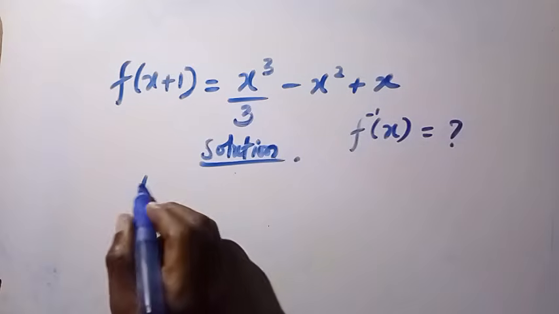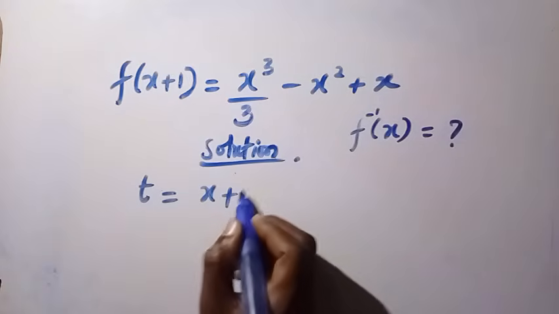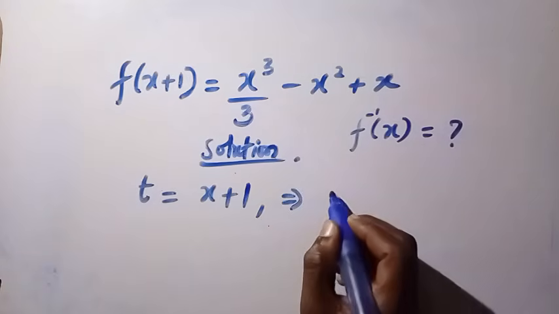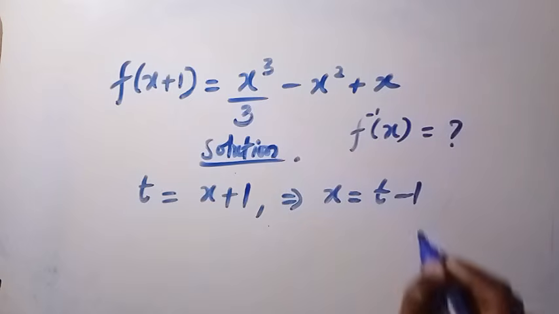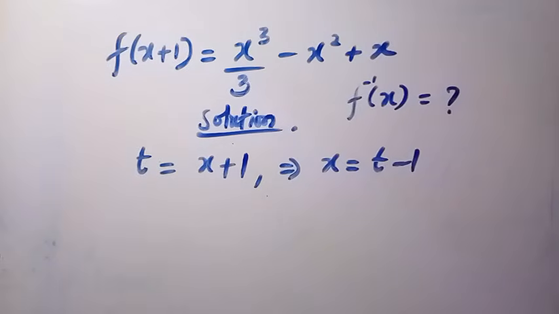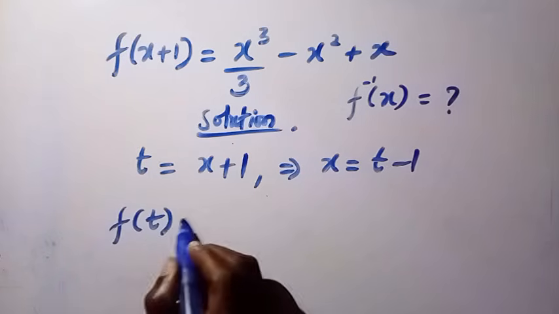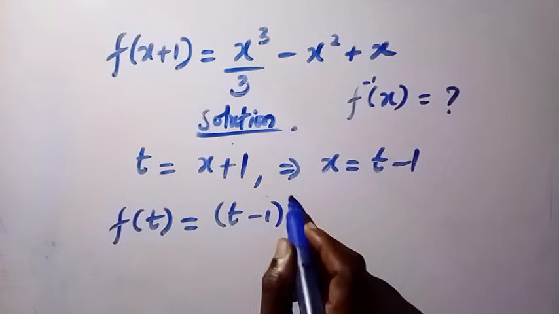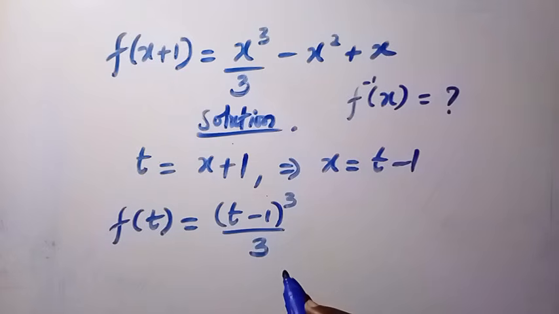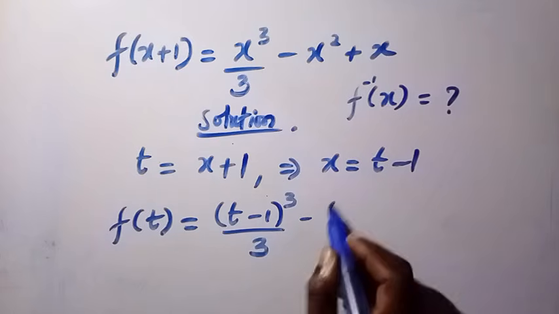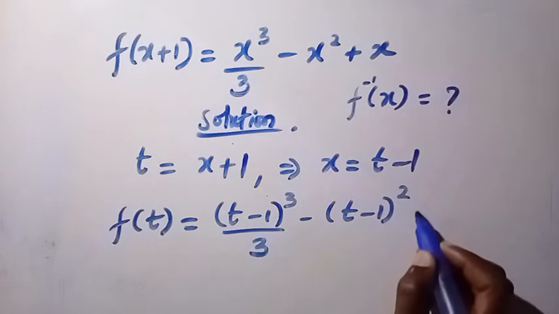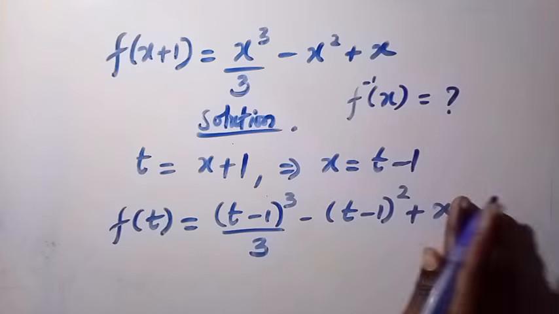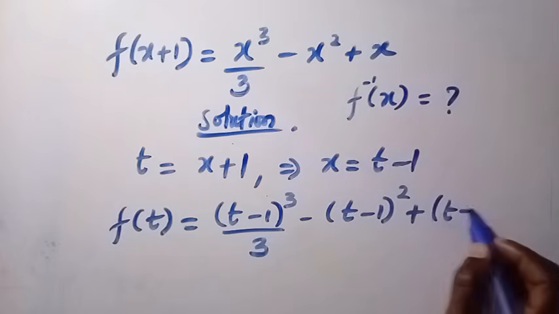suppose I let t equals x plus 1. So this implies that x equals t minus 1. This is the first thing we are going to do: try to reduce this x plus 1 to only x, but we are now using t. So therefore, we have f of t equals, instead of x, we have t minus 1 raised to power 3 over 3, minus open bracket t minus 1 squared, plus open bracket t minus 1.